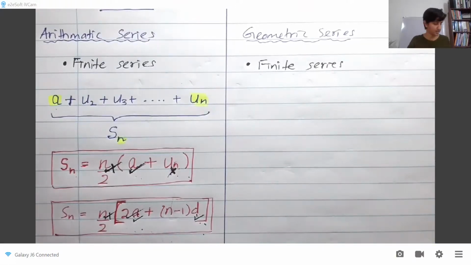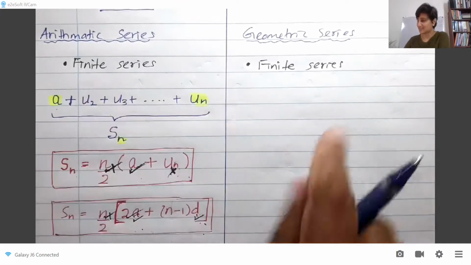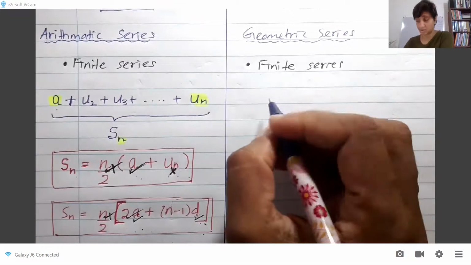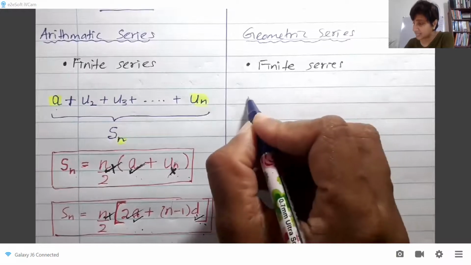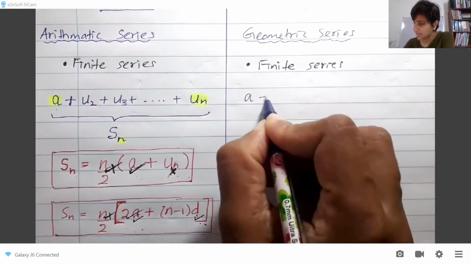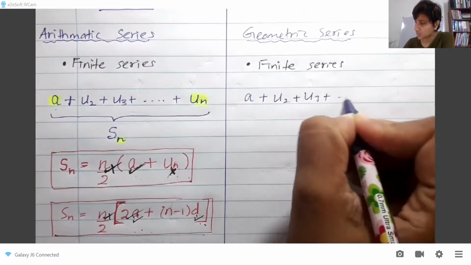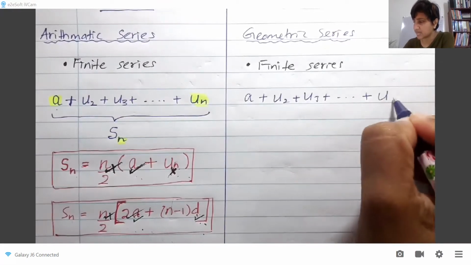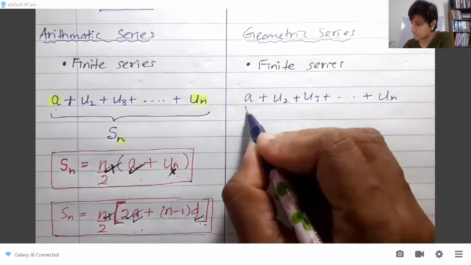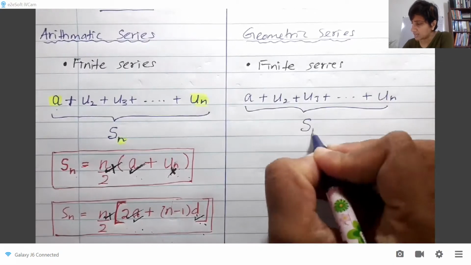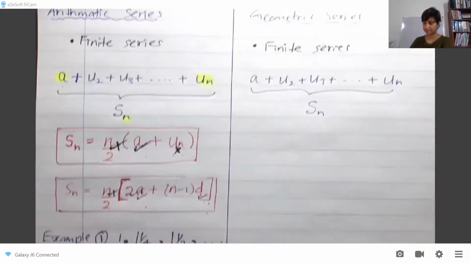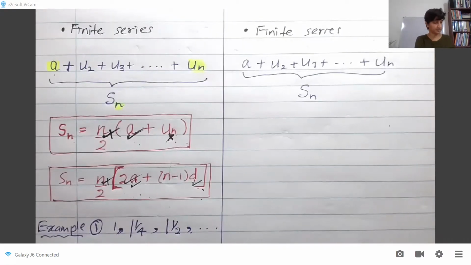And again, let's quickly do this now. We should be able to do this quite fast because it's the same thing. You can just look at this side. So we are doing the same thing. Now we are talking about a geometric sequence and we are adding the terms up. So you start with your a, U2, U3 plus dot dot dot up to some term. It's a finite series up to a certain term. We are trying to find Sn for a geometric series.